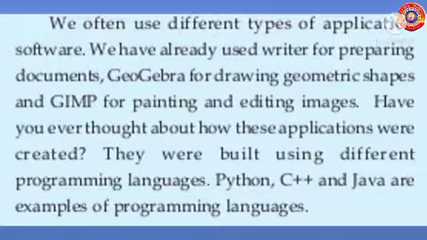We often use different types of application software, that is, software created for a specific purpose. We have already used Writer for preparing documents, GeoGebra for drawing geometric shapes, and GIMP for painting and editing images. Have you ever thought about how these applications were created? They were built using different programming languages, right? Python, C++, and Java are examples of programming languages.